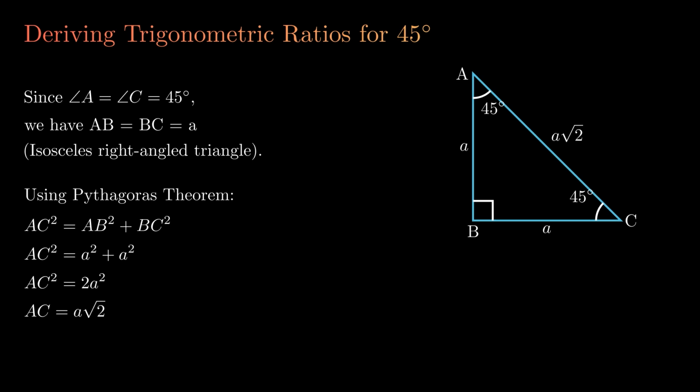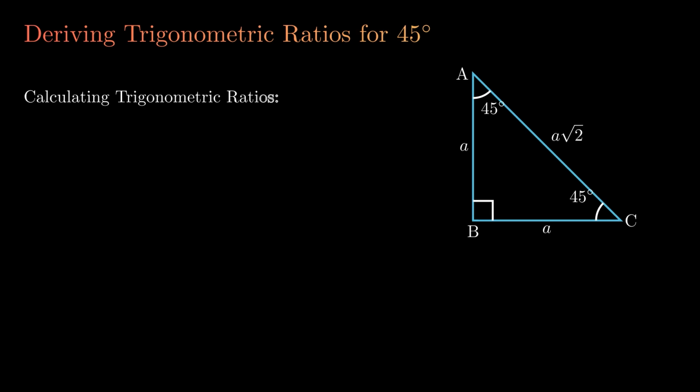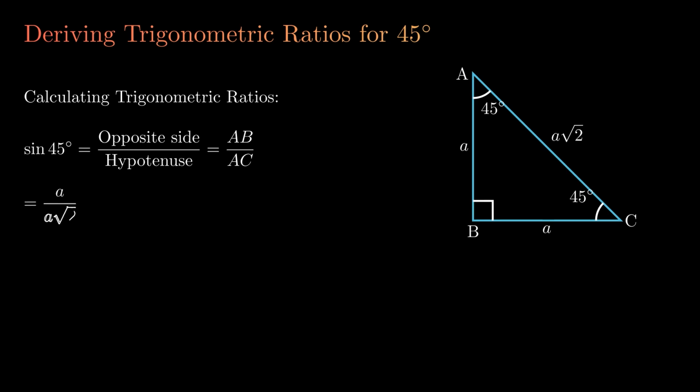Now that we know the length of all the sides of the triangle, it will be easy for us to compute the trigonometric ratios. Let's start with computing the trigonometric ratio sine of angle 45 degree. We have learned that sine of any angle is equal to opposite side divided by hypotenuse. Here the side opposite to angle C, which is 45 degree, is AB. So sine 45 degree is equal to AB by AC, which is A divided by A times square root of 2, which is 1 by root 2, which you can also rewrite as square root of 2 by 2. But my preference for writing sine 45 degree is 1 by root 2.